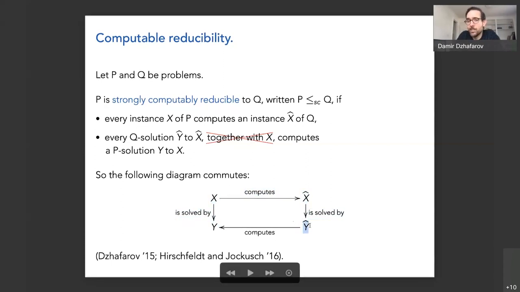Often in many reductions between problems, this backward reduction might even be the identity, right? So you take an instance X of P, you compute an instance X hat of Q, and then every solution to that on the Q side just is a solution to X on the P side. This is a very common shape of reduction as well, right? In that case, that would be one of these strong computable reducibilities.